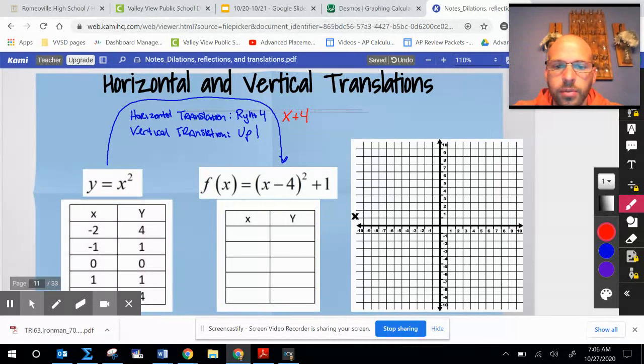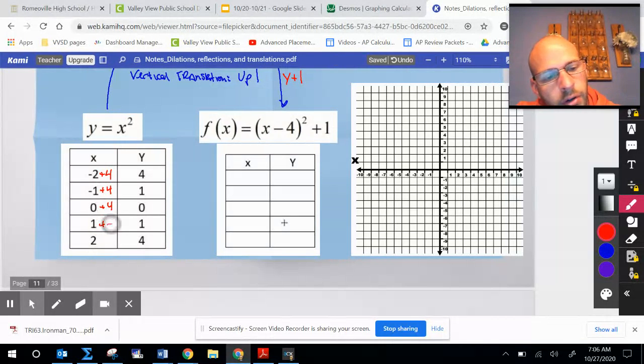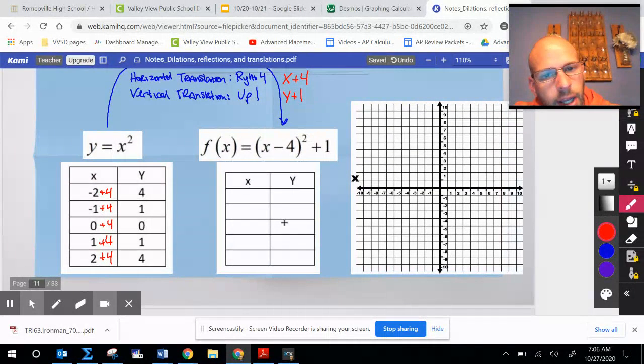Okay, now if I go to the right 4, that means I want to take all my x values and I want to add 4 to them. If I want to go up 1, then I would take all my y values and shift all those up 1. Okay, so the x values control where my graph is side to side. The y values control where my graph is up and down. So I'm going to take all these x values and I'm going to add 4. Here we go. So add 4 to all those x values. And I also want to add 1 because I want to move my graph up. I want to add 1 to all the y values.